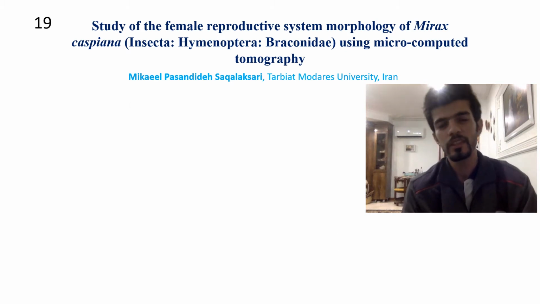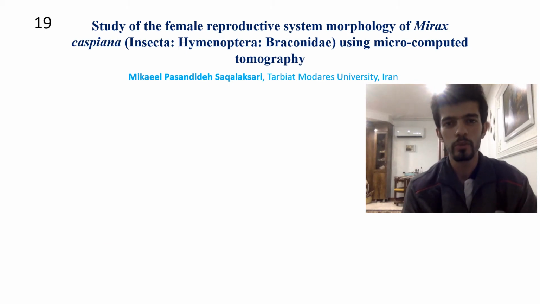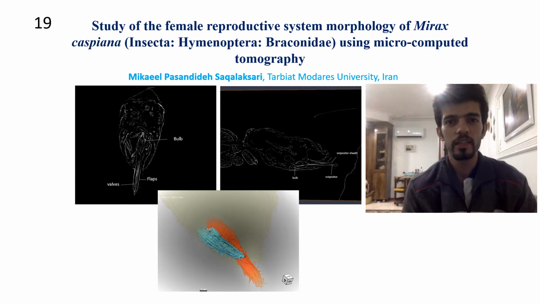The specimen was scanned at the UFO imaging station of the Karlsruhe Institute of Technology light source at a voxel resolution of 1.22 micron with 10x magnification. The study represents the female reproductive system of a braconid wasp and demonstrates the first detailed 3D study of Mirax caspiana.